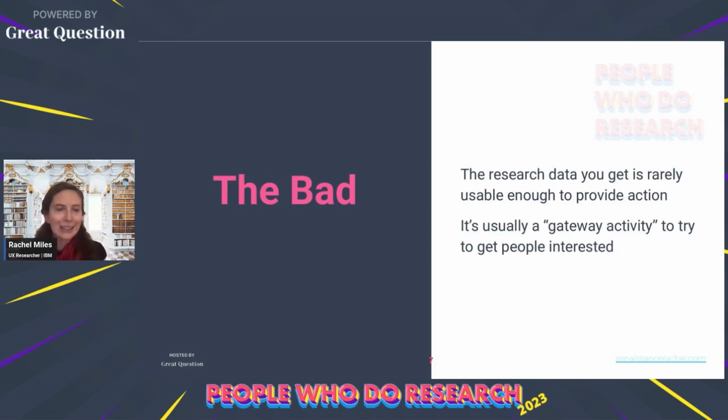The not so good side of it is that if you're doing research at a conference, oftentimes the data that you get is rarely usable enough to provide action. It's usually a way to get people interested in UX research or UX or design in general. At least in my experience, other people might disagree, but I find it's a bit more effective to think about doing research at conferences or trying to recruit people at conferences as a way of getting people interested in what you're doing, rather than as, okay, this is my research activity.